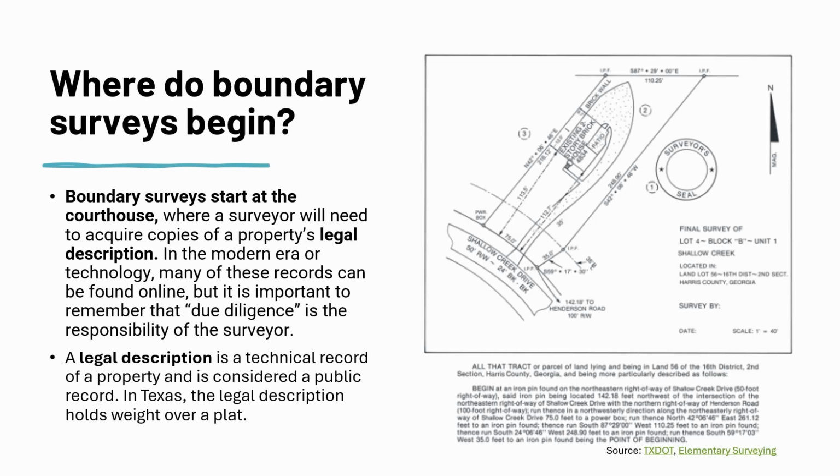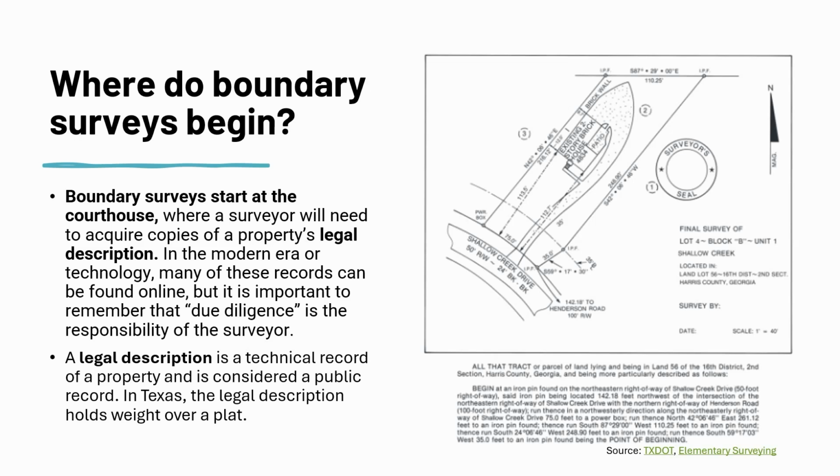The map, the plat that you create from your data and your observations, is second to that legal description, because what the legal description says is a higher level of legal evidence to define a boundary. So, something to remember there.